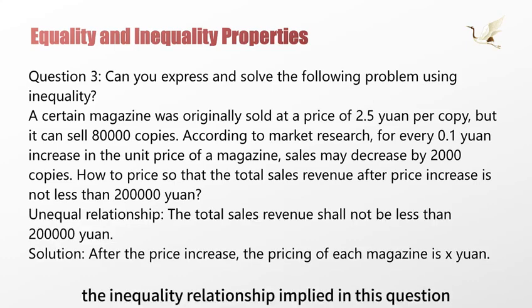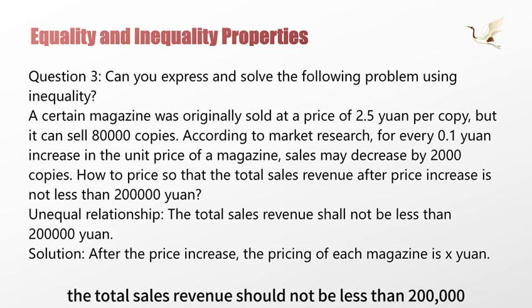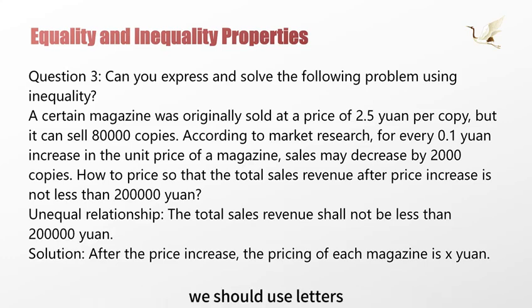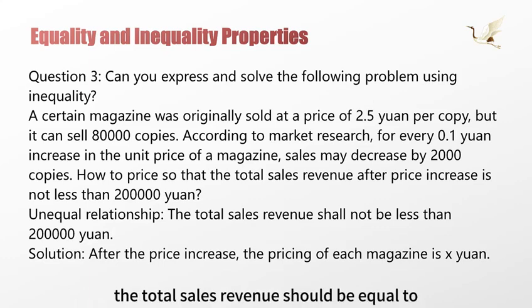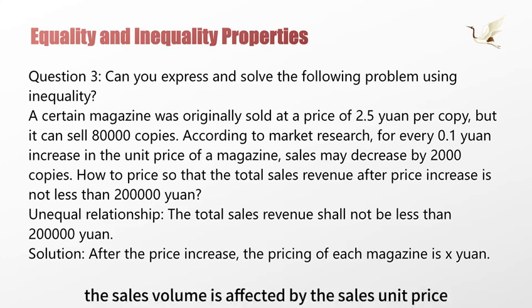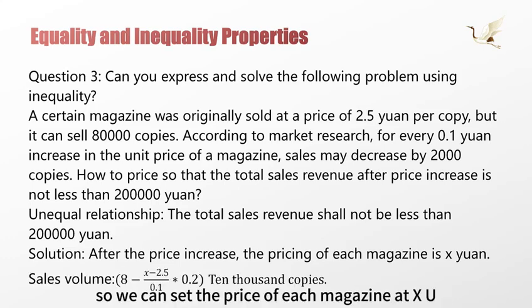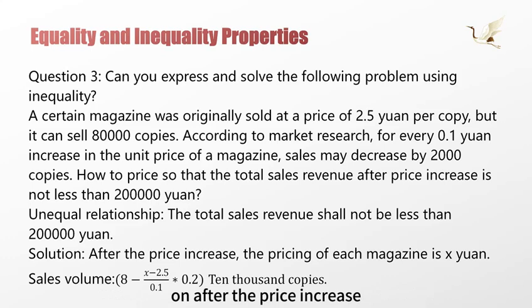The inequality relationship implied in this question is that the total sales revenue should not be less than 200,000 yuan, so we should use letters to represent the total sales revenue. The total sales revenue should be equal to the sales unit price multiplied by the sales volume, and according to the problem, the sales volume is affected by the sales unit price. So we can set the price of each magazine at x yuan after the price increase. How is the sales volume specifically affected by this unit price?